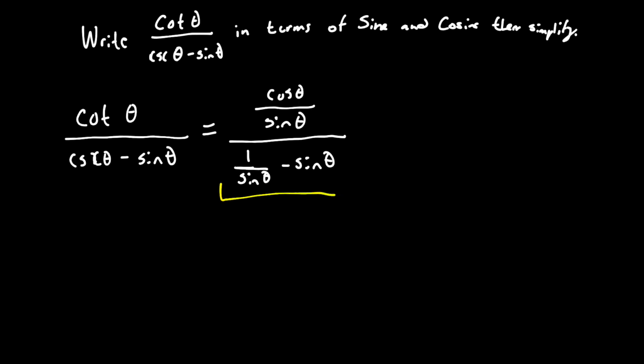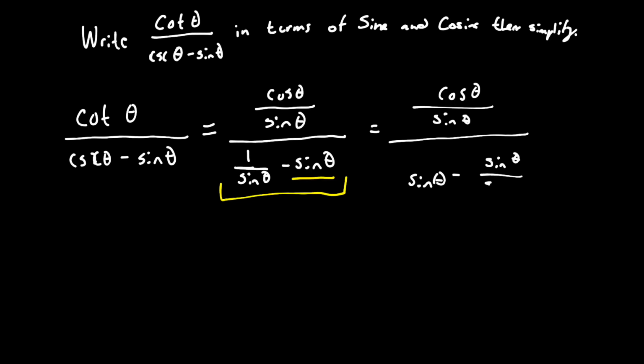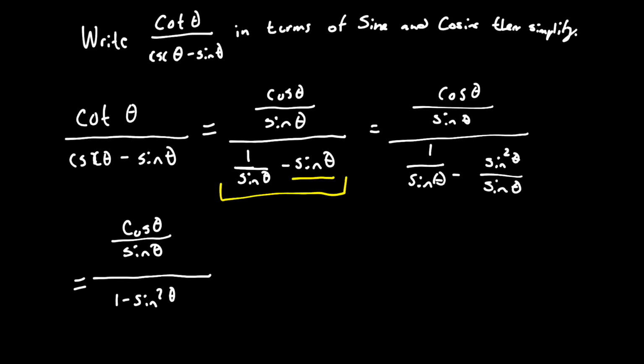Now we'd like to simplify the denominator, and to do that, let's multiply this sine theta by a sine theta divided by sine theta. We'll get that this is cosine theta divided by sine theta up top, and then on the bottom we get sine theta minus sine theta divided by sine theta. The upper sine theta is squared, and over here we still have 1. And now we can combine the denominator into one term, which is going to give us the following. Again, the numerator hasn't changed, but the denominator becomes 1 minus sine squared theta divided by sine theta.